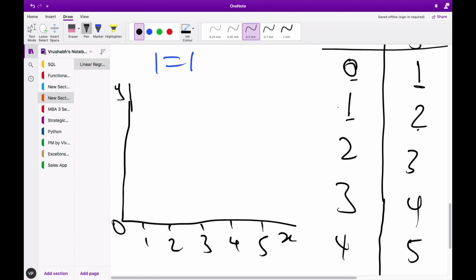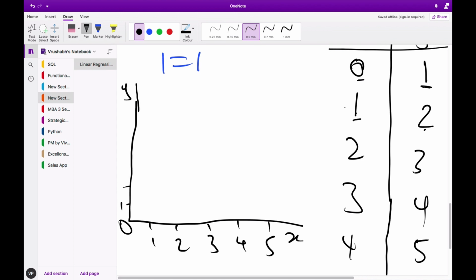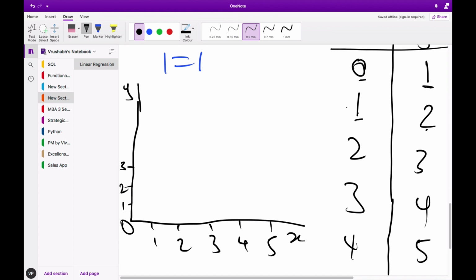Then on the y, we're going to have 1 over here, we're going to have 2 over here, then we're going to have 3 over here, we're going to have 4 over here, we're going to have 5 over here. Okay, so let's say this is what we have. Right now we want to plot it.